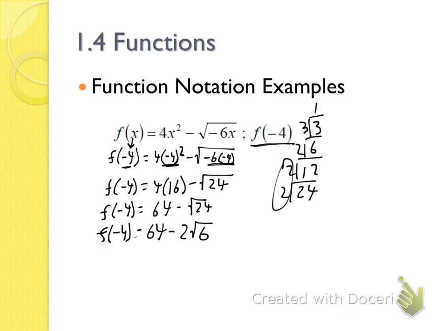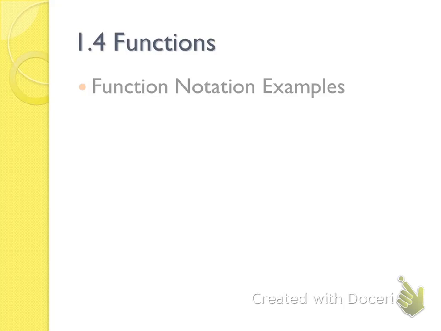So you'll notice I wrote f of negative 4 all the way down because that tells me a lot. That says the function, when I input negative 4, I get 64 minus 2 square root of 6 out. So it's a lot more than just writing an answer and boxing it in here. I would box in the entire thing because that f of negative 4 tells me something about the problem. Okay? Let's look at a little more complicated one.